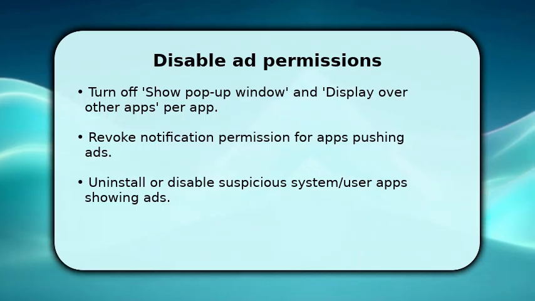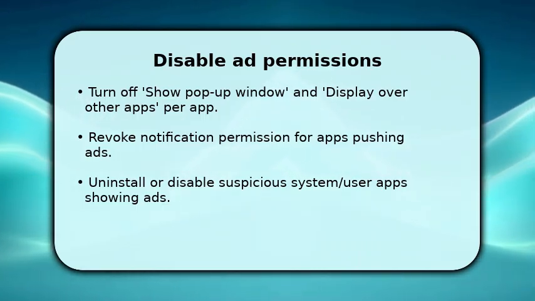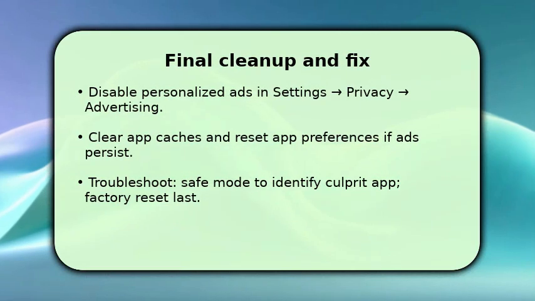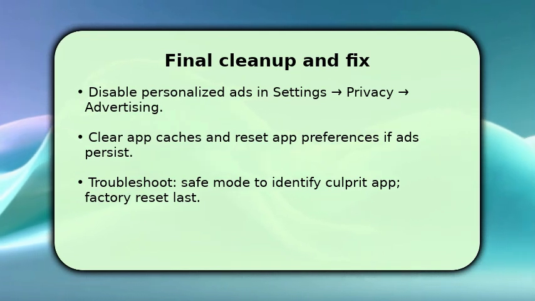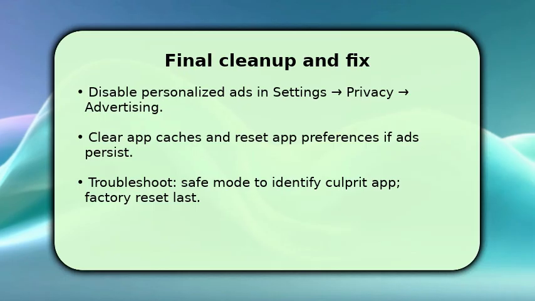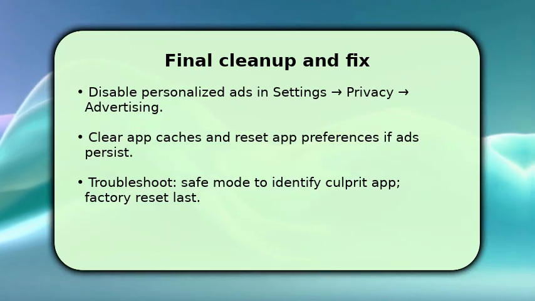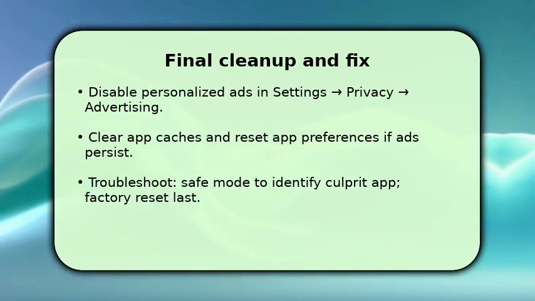Finish by turning off personalized ads and ad content in settings, then privacy, then advertising, or Google settings. This reduces tracked ads. Then clear caches for offending apps and, if needed, reset app preferences to undo hidden permissions.